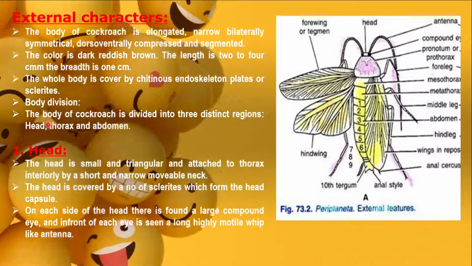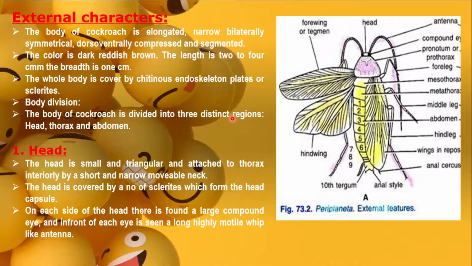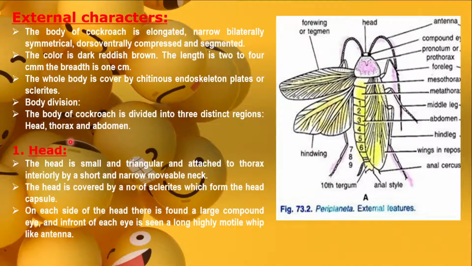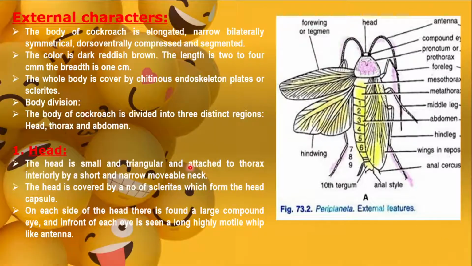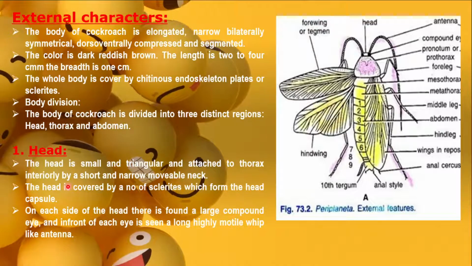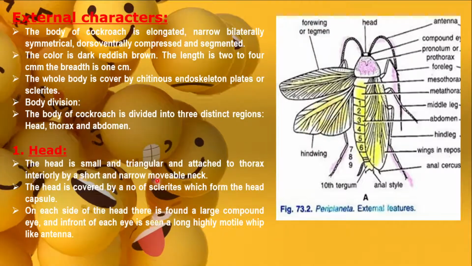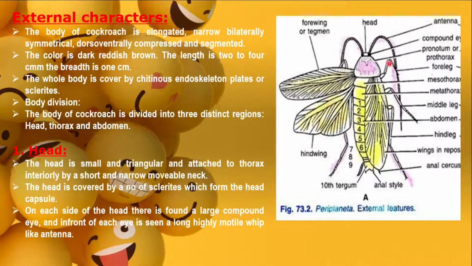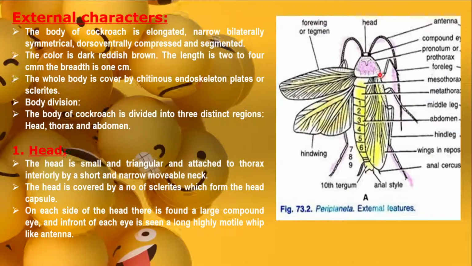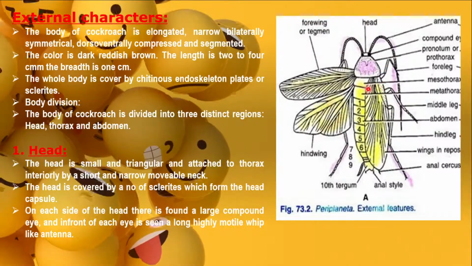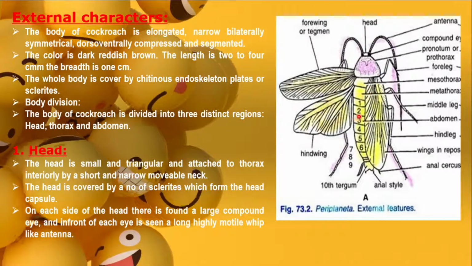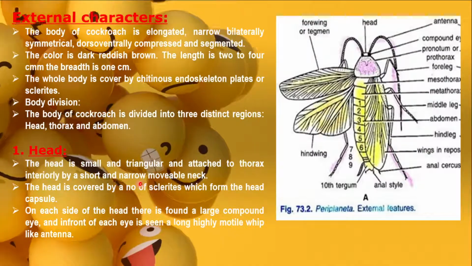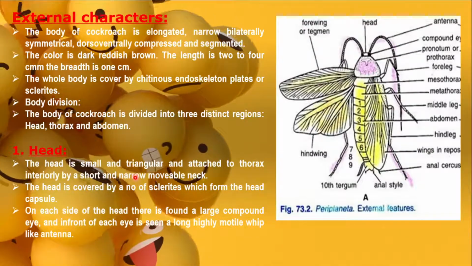Body divisions. The body of cockroach is divided into three distinct regions: head, thorax and abdomen, as I have explained previously. The first part is head. The head is small and triangular and attached to the thorax anteriorly by a short and narrow movable neck. The head part is attached to the thorax, which is the middle portion of the body, and then the thorax is followed by the abdomen, which shows a number of segments.